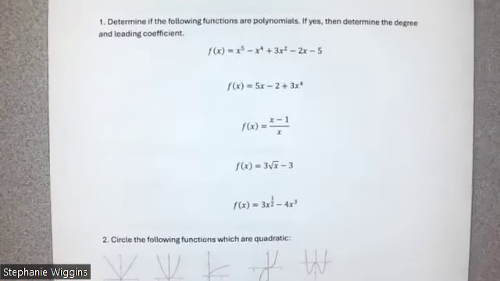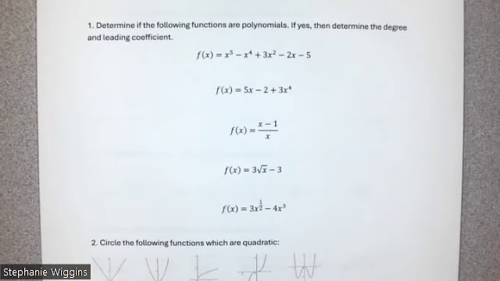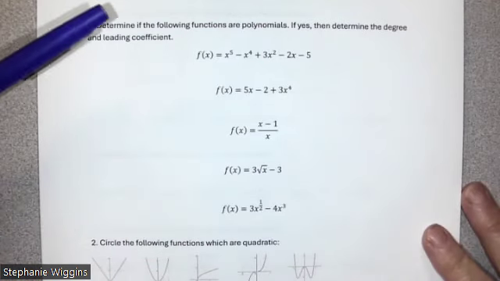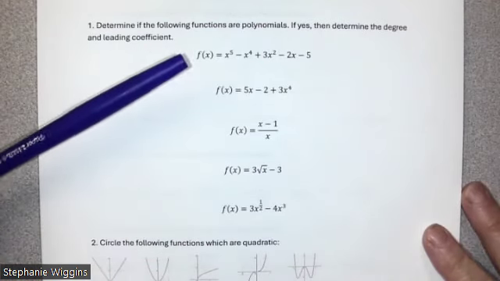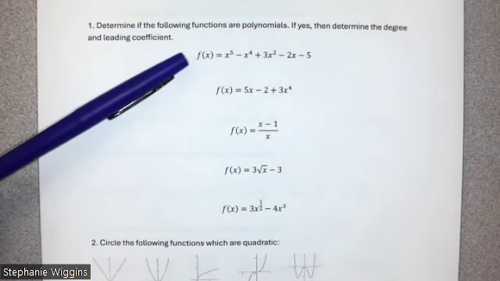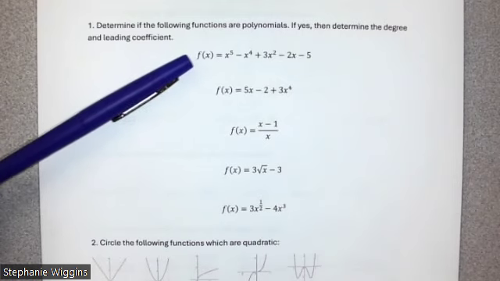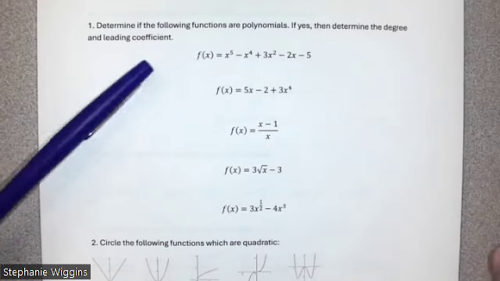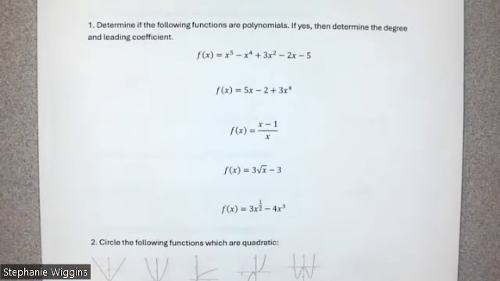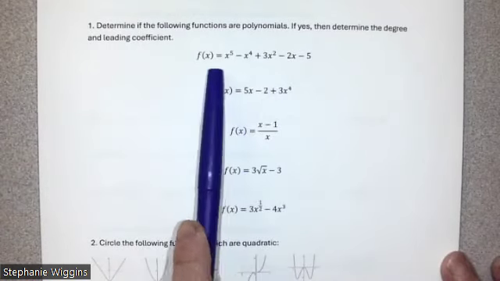All right, we're going to do some examples here. Determine if the following functions are polynomials. If yes, then determine the degree and leading coefficient. So the polynomials in this list are of the form where you have real numbers multiplied by terms that have x, powers of x. So we see that here, and they're strung together.